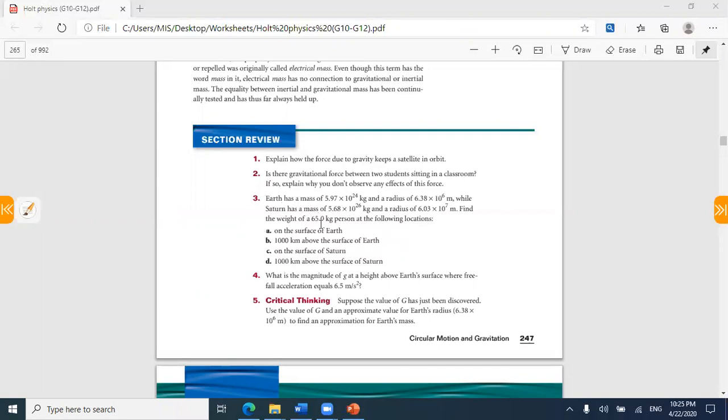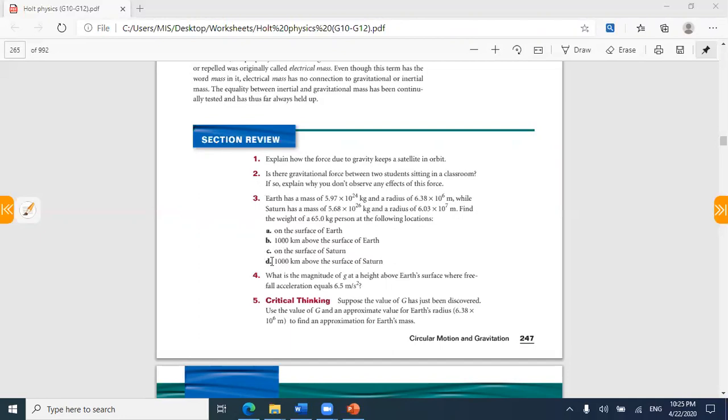So for Saturn, in order to get the force on the surface of Saturn, I am going to do F of g equals capital G, which is 6.67 times 10 to the power negative 11, times the mass of the object, which is 65, times the mass of the planet, which is 5.68 times 10 to the 26, over the radius, which is 6.03 times 10 to the 7, squared. Or, as I said before in the previous question, I prefer to find the gravity first, g equals capital G M over R squared, and then multiply mass times gravity, and you will get the same answer.